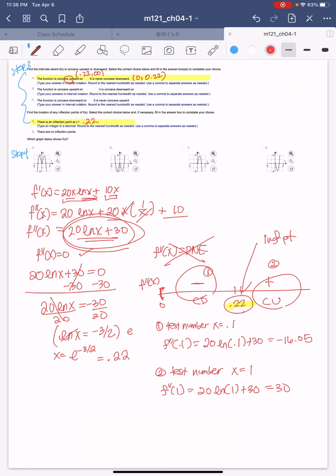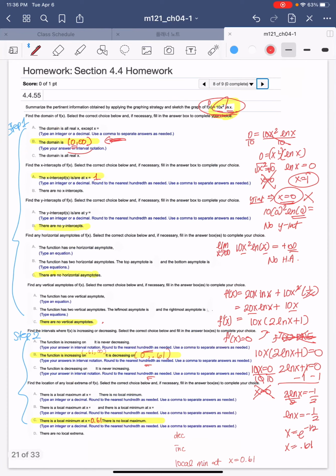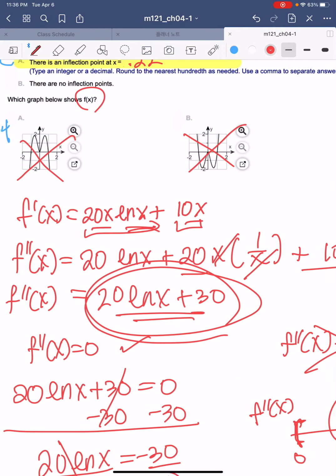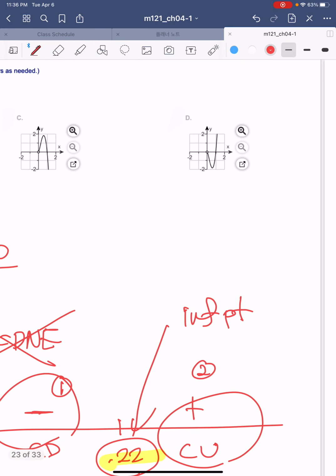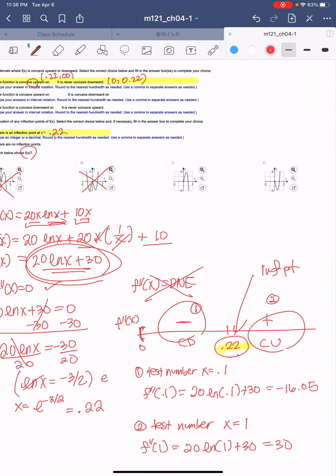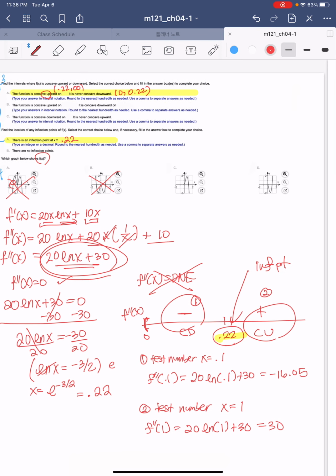All right, let's use all this information to check and see which graph is f of x. Now, automatically, I know A and B, I can eliminate even without thinking. Why? Remember, our very first part, the domain is 0 to infinity. This one has a domain everywhere, right? So it has to be either C or D. Notice that open circle because we don't include 0. So let's take a look at this one over here.